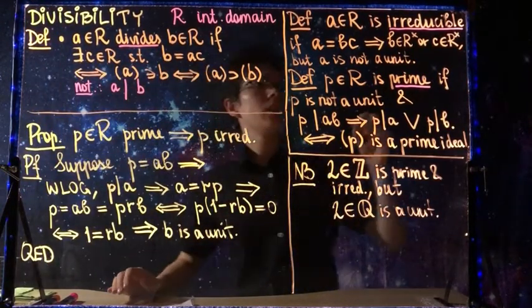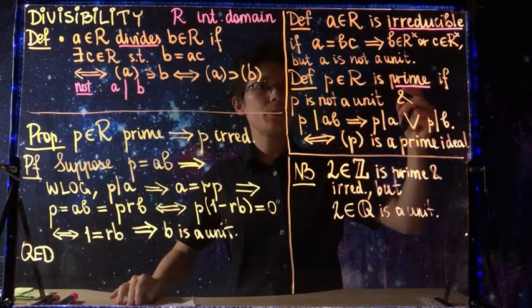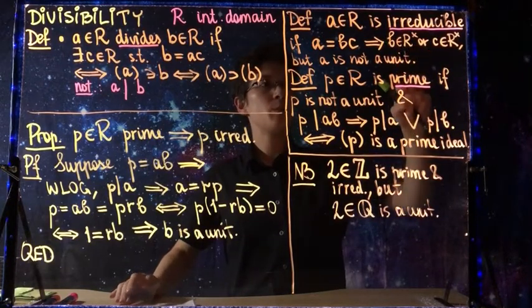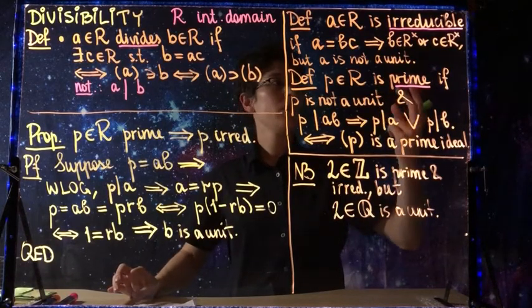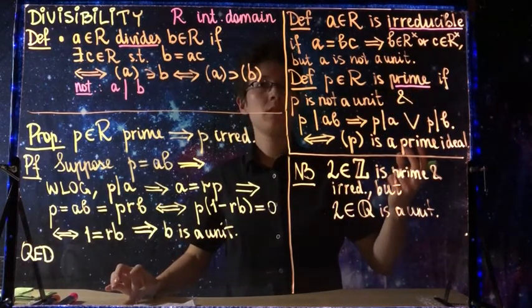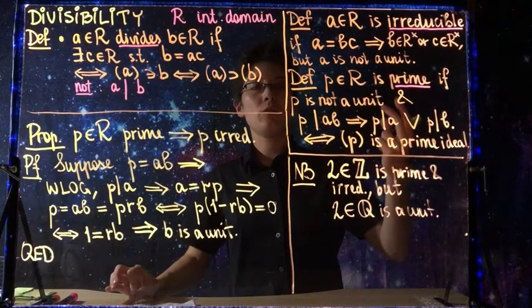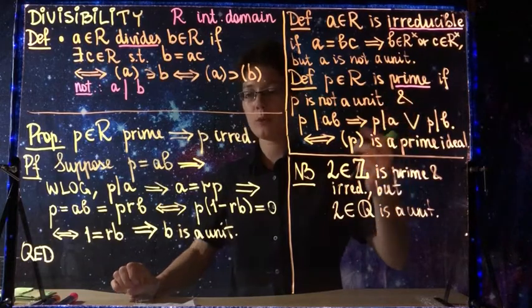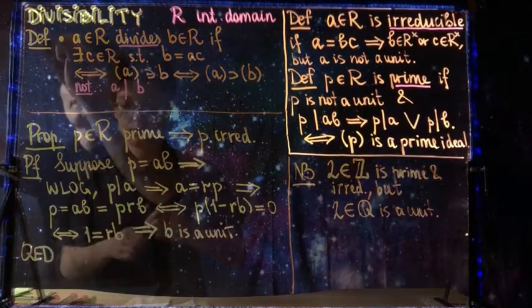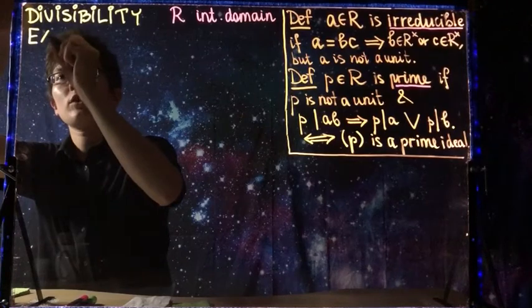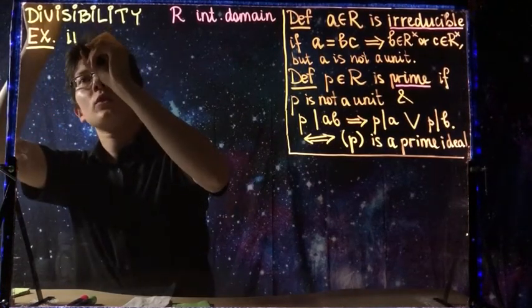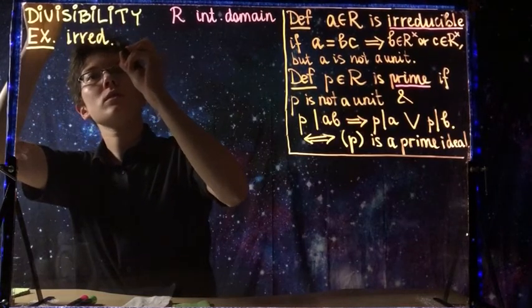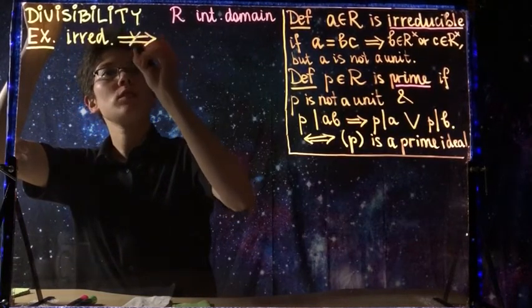However, not only can we not prove that an irreducible element is prime, but we can also construct a counterexample using a very easy subring of the complex numbers. We are going to construct an example of an irreducible element which is not prime.